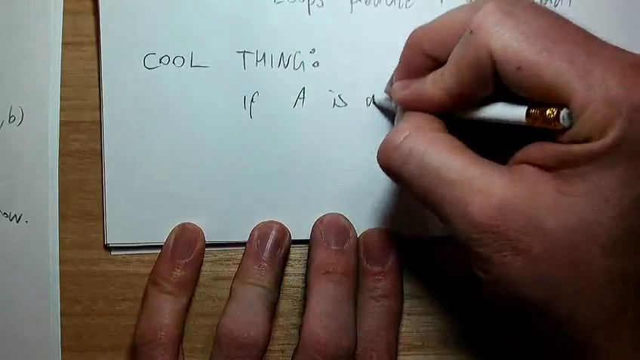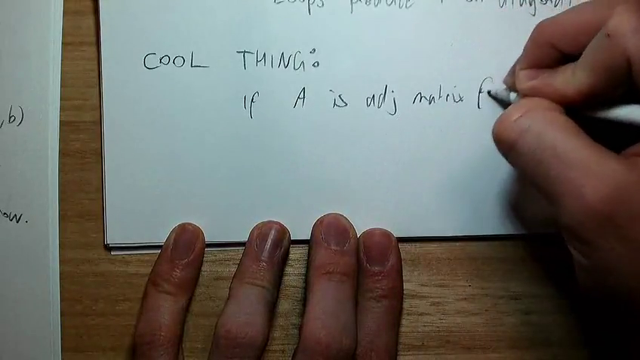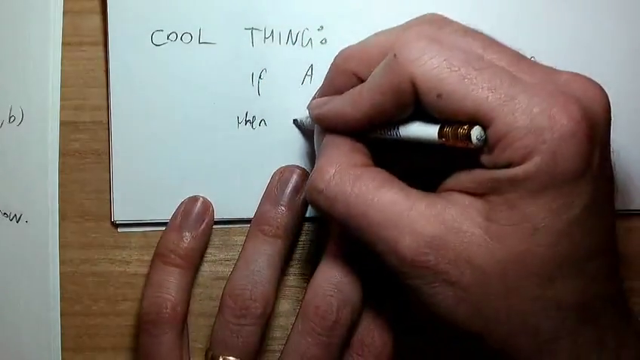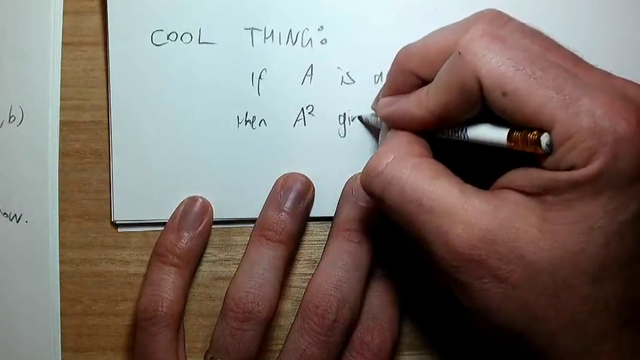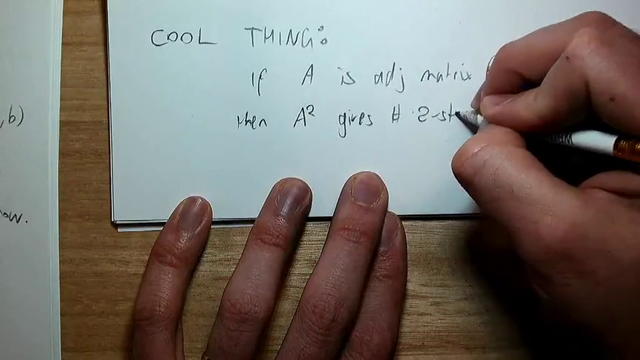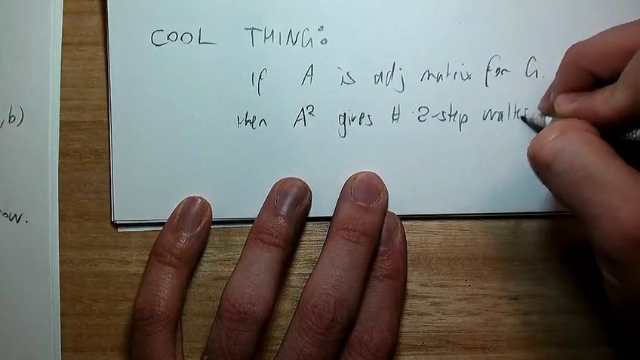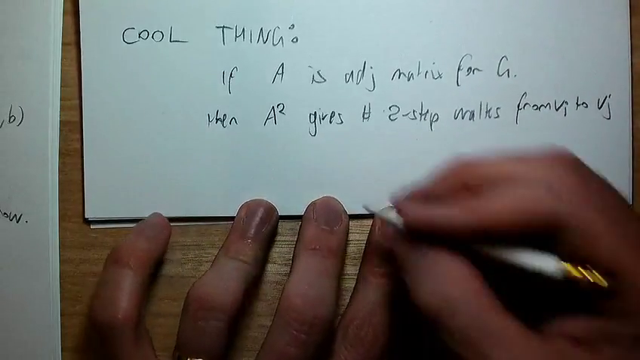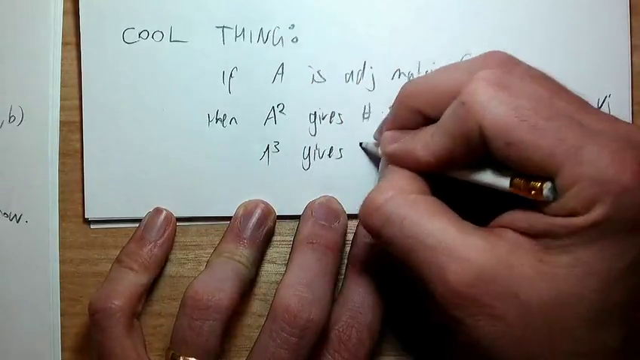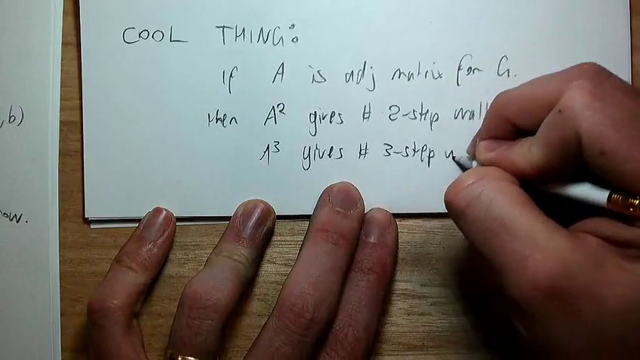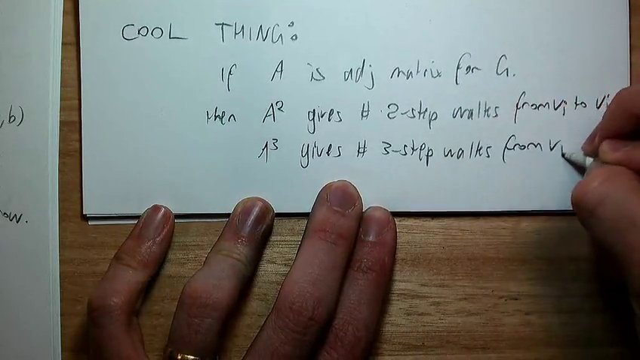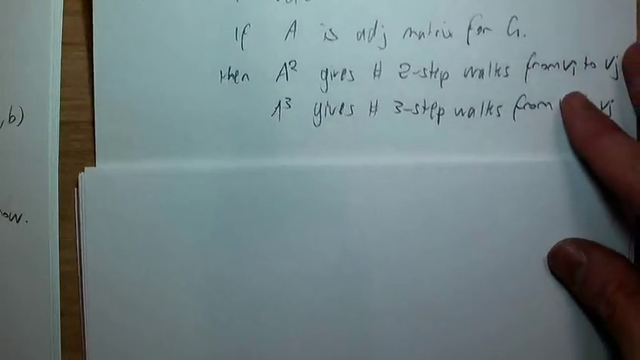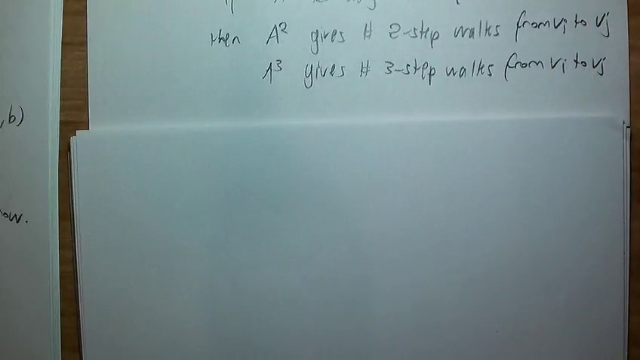If A is the adjacency matrix for G, then A squared is the number of 2-step walks from VI to VJ, and A cubed the number of 3-step walks, etc. I don't feel like multiplying those matrices out.